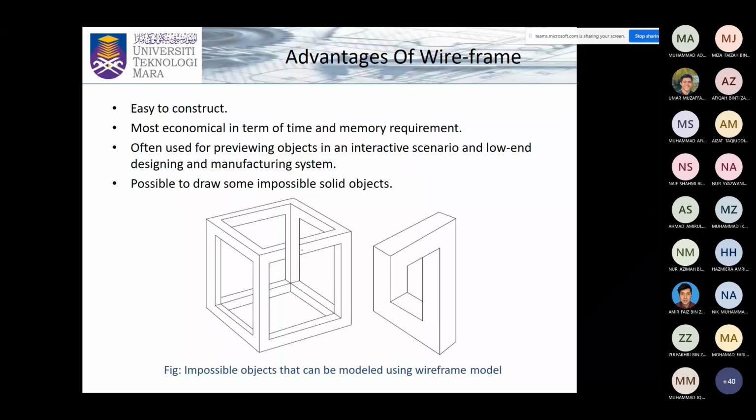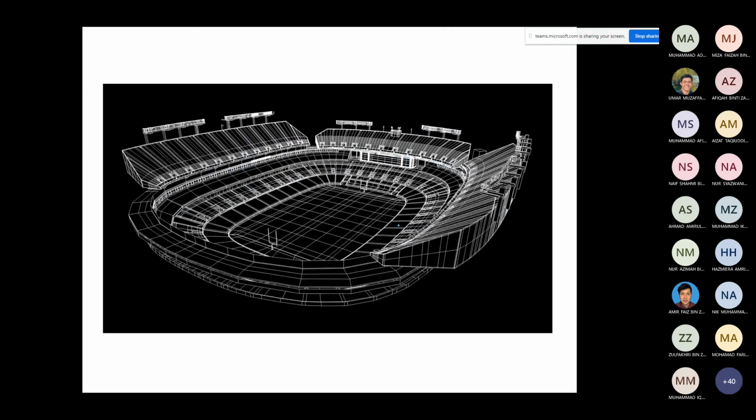So the advantages: it's easy to construct, you can display it quickly, and it's very economical because you can sketch it very fast. If I tell you what you are going to do for your mini project, you can all just sketch something, so very quick. And you can also draw impossible objects because of the lack of logic present. So it's an example of wireframe.